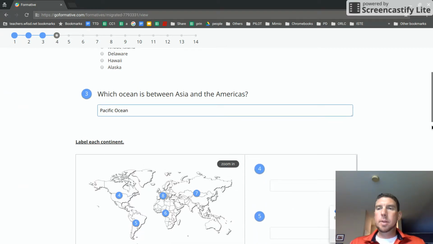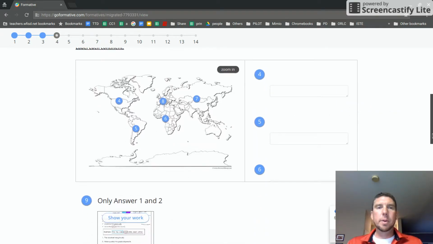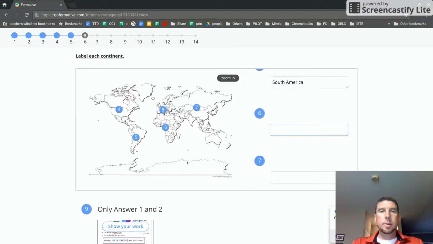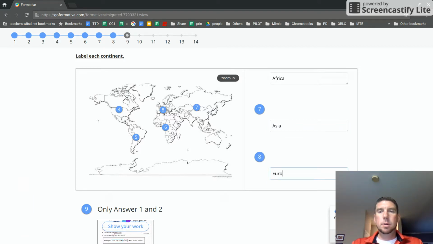And then notice that the next question is also fill in the blank, but I have a map with some guidance. So question number 4, fill in the blank, refers to this continent, which I'm going to guess is North America. 5 is South America. 6 is Africa. 7 is Asia. I hope I spelled and got all those correct. Last one is Europe.